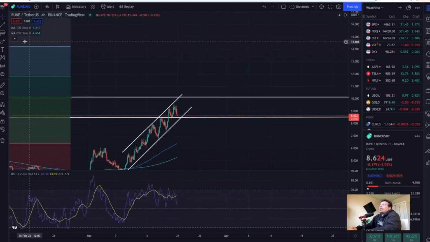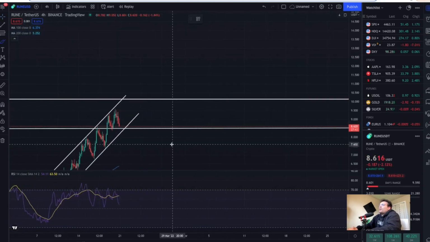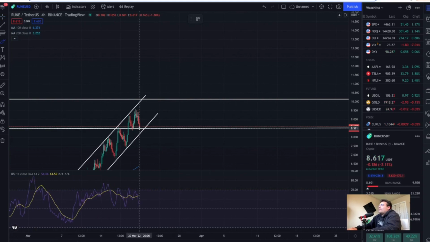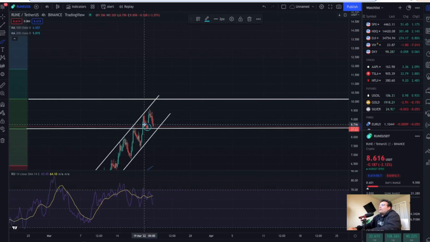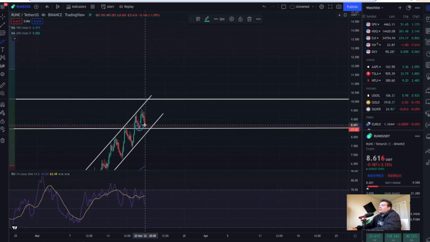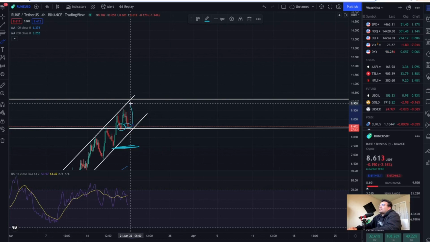So what you're noticing right now, and I'm going to zoom in even more here, is we're bouncing off this 8.4. We've tested it once, and it looks like we're going to try to back test it again. What we want to look for, if we break down here, I would say we're probably coming back down and testing something down in the 7.4, 7.5 area. But if we double tap here, have a little double bottom, that could send us back up to the top of this ascending triangle.